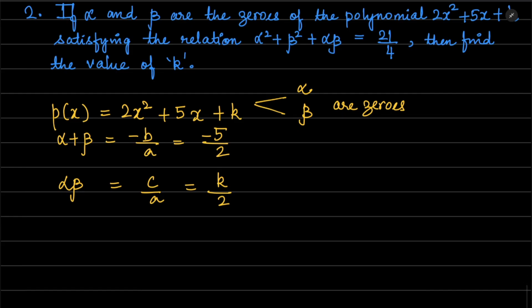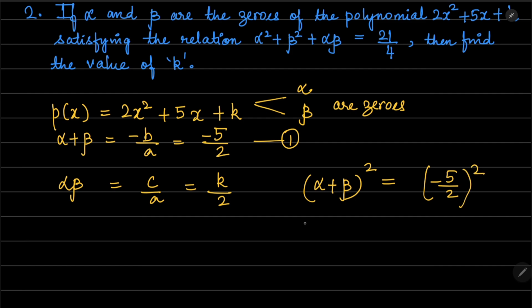Now you know an algebraic identity. Suppose I square equation 1 on both the sides, what will I get? Alpha plus beta the whole square is equal to minus 5 by 2 the whole square. What is a plus b the whole square? a square plus b square plus 2ab, so 2 alpha beta, equal to, what is minus 5 by 2 the whole square? 25 by 4.